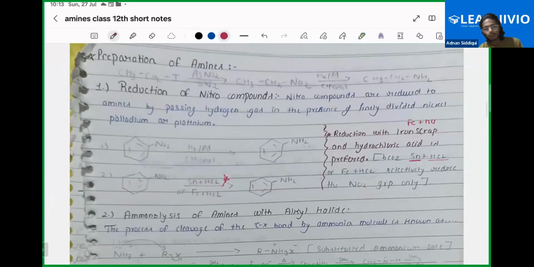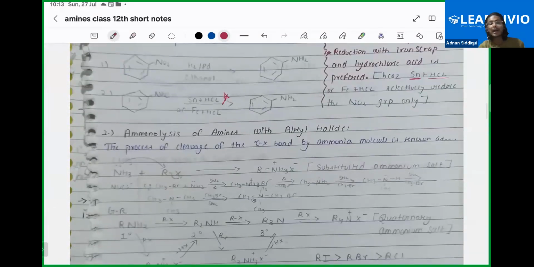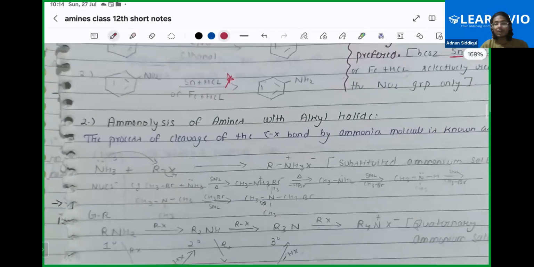The first method is reduction of NO2. The second method is ammonolysis of alkyl halide. So let us talk about it. You have ammonia. Ammonolysis means you are reacting your ammonia with an alkyl halide in order to get amines, right? So I will show you the mechanism of this. Just give me one moment.